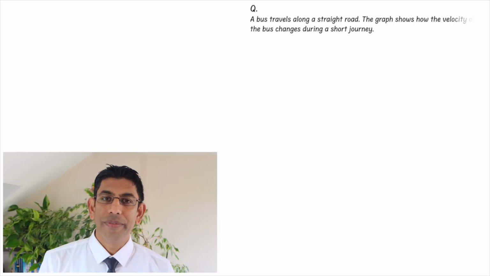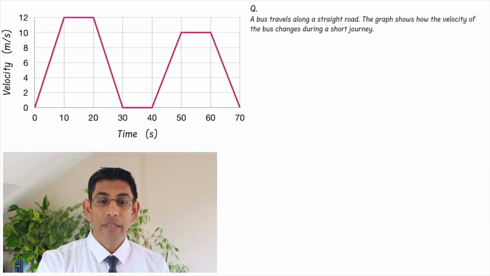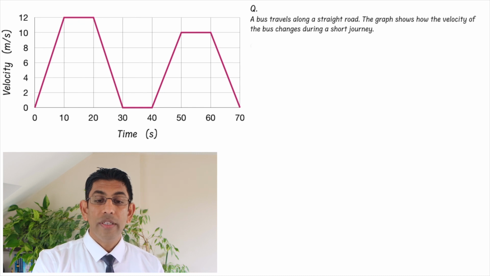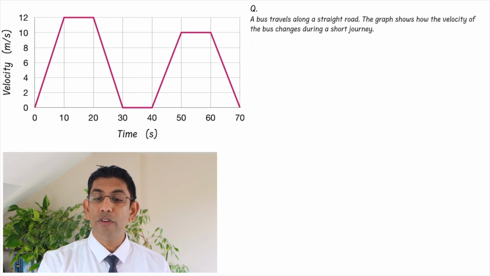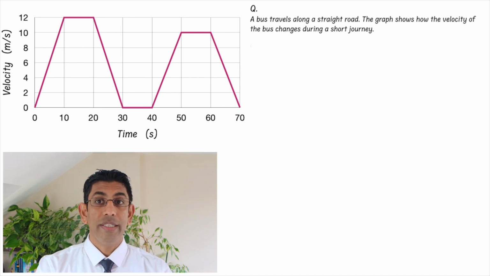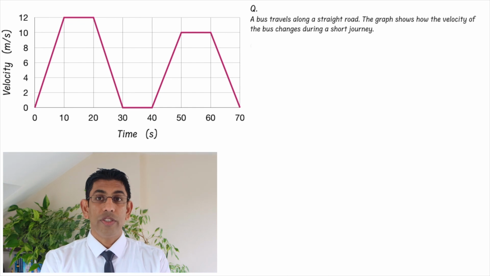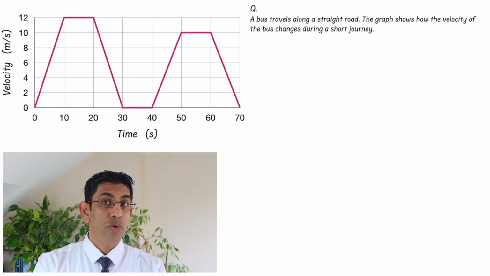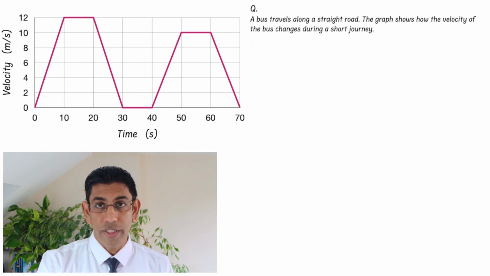Okay, let's do a question. As you can see on the screen, a bus travels along a straight road. The graph shows how the velocity of the bus changes during the journey. Now, the velocity time graph shows the pattern of the journey. There are two sections and there's a period with no velocity in between those two journeys.